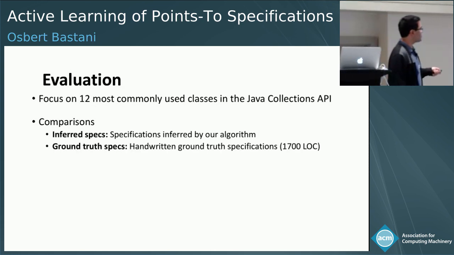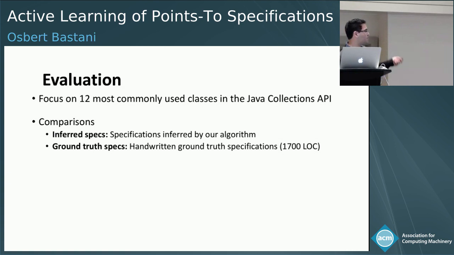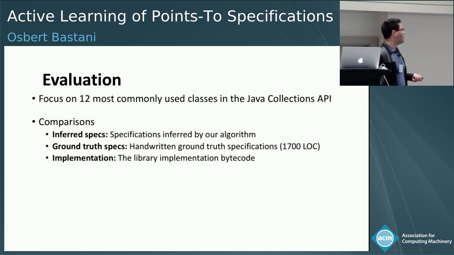The second one uses ground truth specifications. These are specifications we wrote by hand. They cover these 12 classes, and it's about 1,700 lines of code. And we also compare to analyzing the library implementation directly, so basically just using the bytecode provided in the Java SDK.